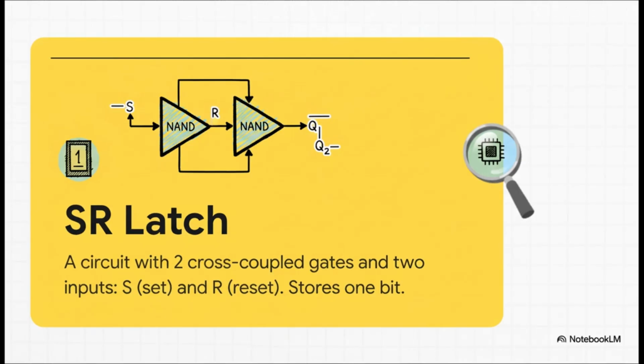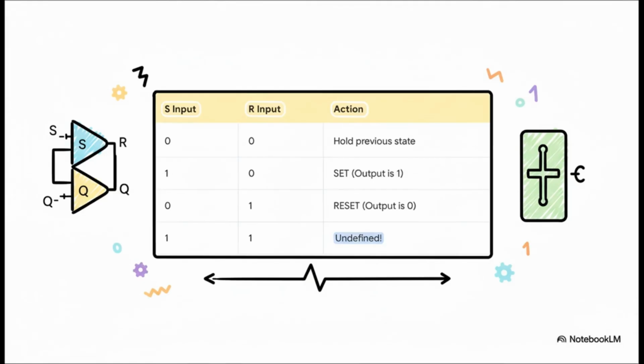And here it is, the SR latch. S stands for set, and R stands for reset. Just think of them as two simple commands. You send a pulse to the S input and boom, the latch's output becomes a 1. It's now set. You send a pulse to R, and just like that, its output becomes a 0. It's been reset. And the really cool part? When you're not telling it to do anything, it just holds on to whatever value it had last. It remembers.